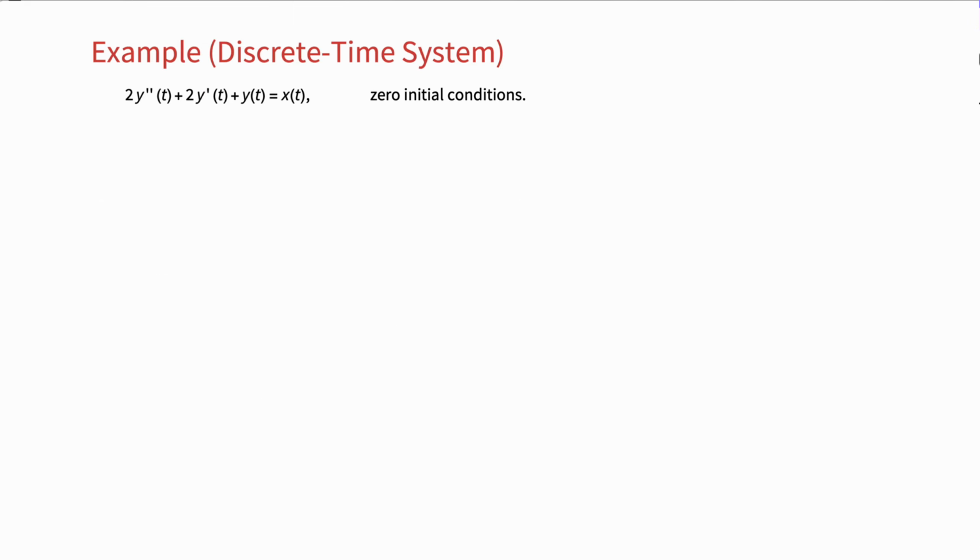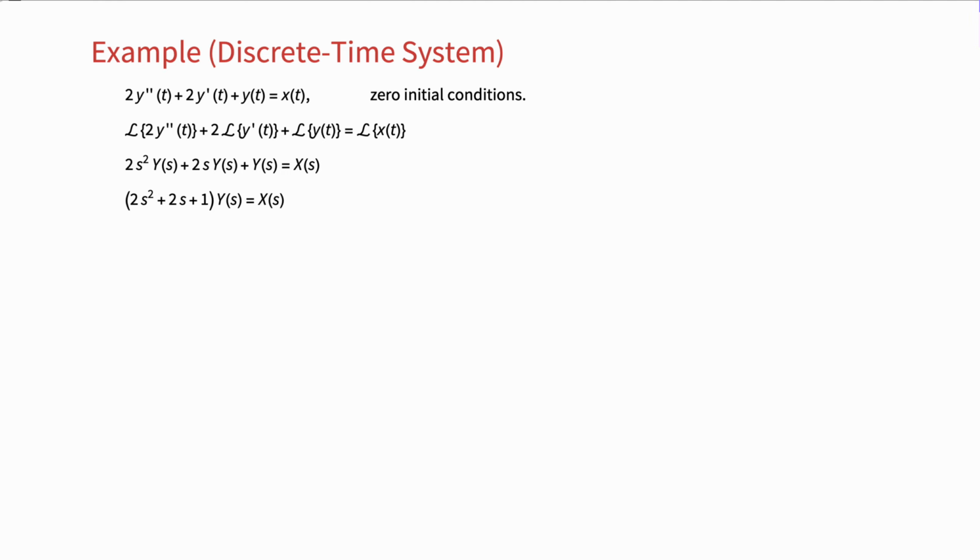As another example, for the LTI system defined by the differential equation shown here, let's use the bilinear transformation to obtain the difference equation modeling the corresponding discrete time system, assuming that we have zero initial conditions. To do this, we first find the transfer function of the system by applying the Laplace transform to the differential equation. Taking the Laplace transform of both sides of the equation and simplifying, we find the transfer function as the ratio of Y(s) over X(s).